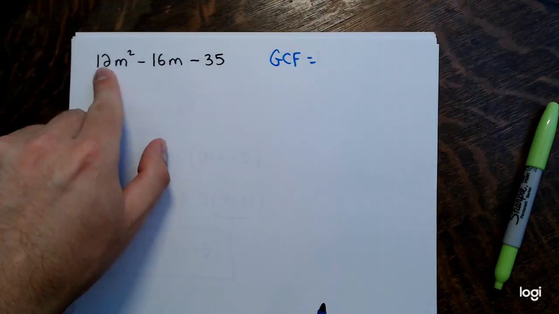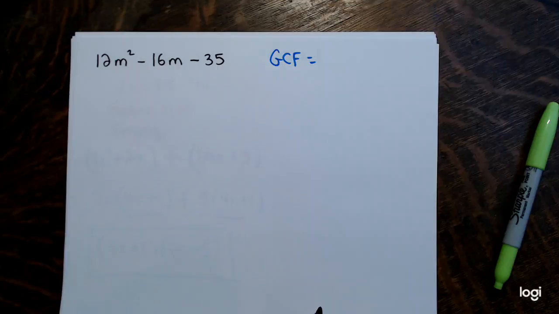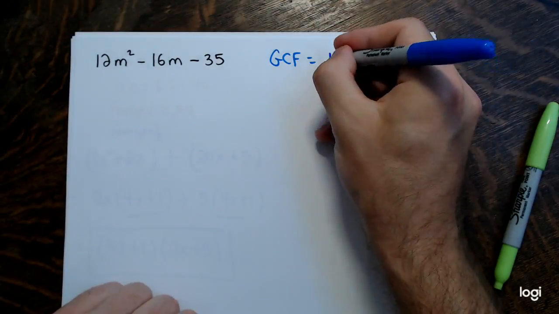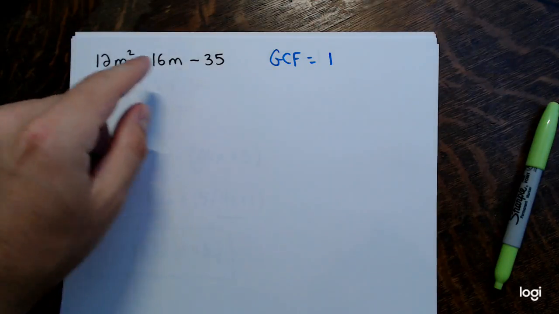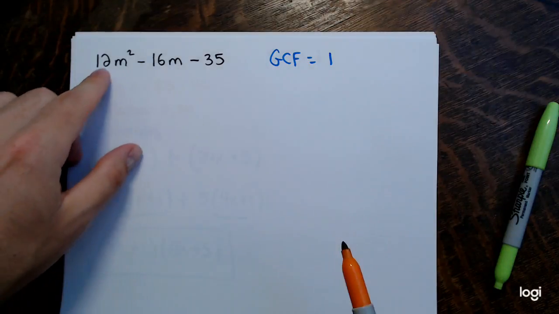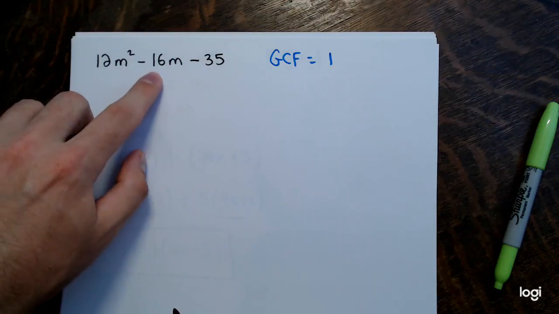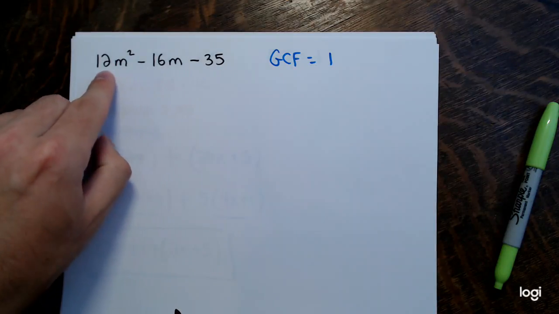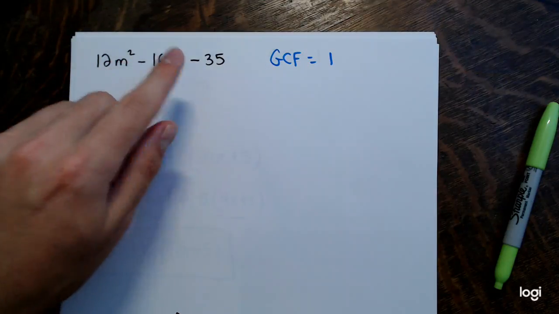So these have some 2's. 4 goes into these, but not into that one. There's no common factor other than 1. So the greatest common factor is, again, just 1. Meaning, if it's in that form, which it is, ax squared plus bx plus c, it is one of those quadratic trinomials where a is 12, b is negative 16, c is negative 35.